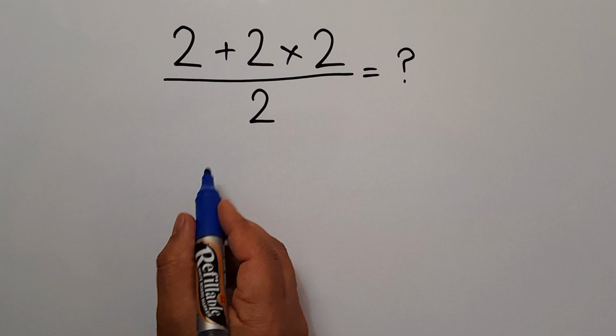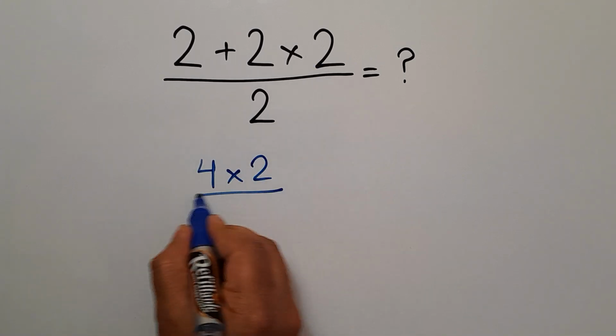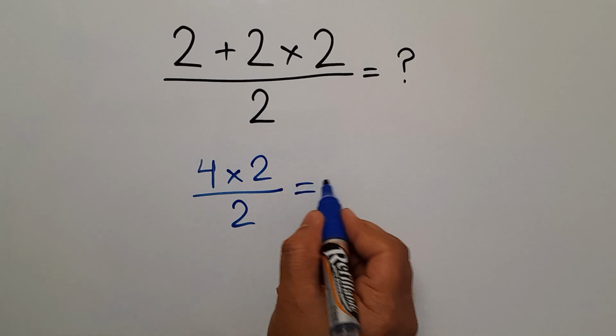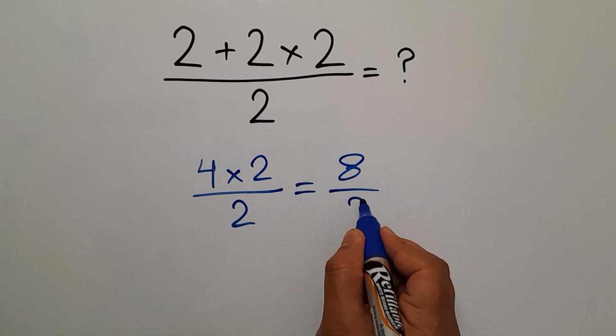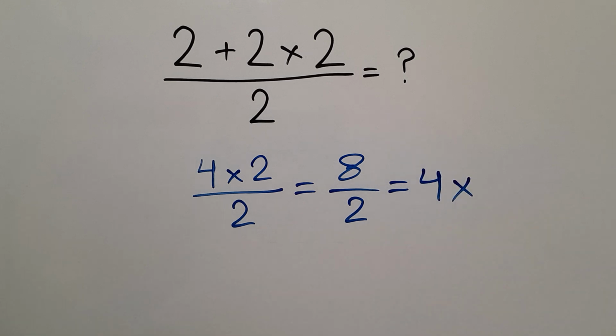2 plus 2 gives us 4, so 4 times 2 over 2. 4 times 2 equals 8, and 8 divided by 2 gives us 4. But this answer is not correct.